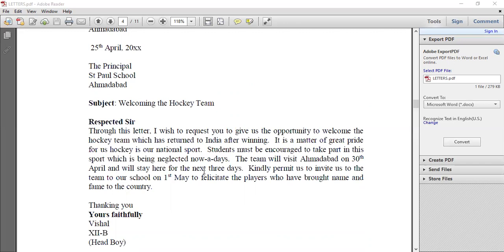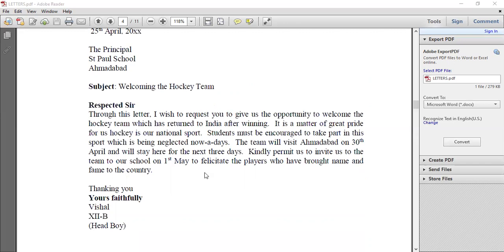Then respected sir. You can understand that since it is to the principal, the writer has mentioned respected sir instead of dear sir. So respected sir, through this letter, I wish to request you to give us the opportunity to welcome the hockey team, which has returned to India after winning. It is a matter of great pride for us, because hockey is a national sport. Students must be encouraged to take part in the sport, which is being neglected nowadays.